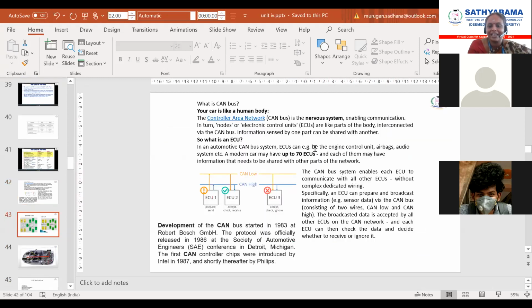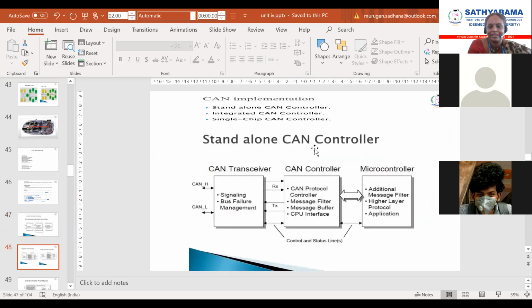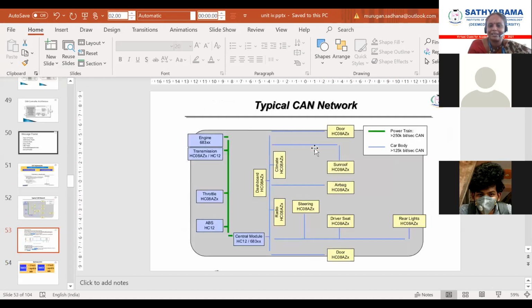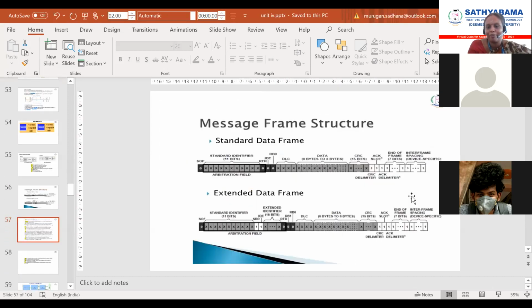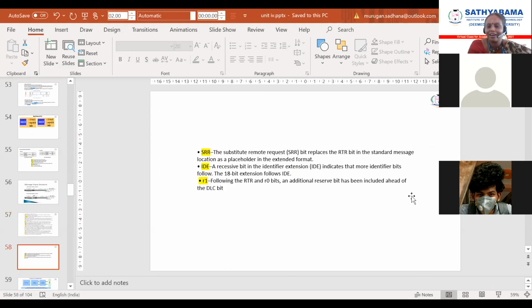Okay, so CAN, we have seen the CAN applications and what the message frame is. I told you, the automobile industry: door, climate, sunroof, airbag, steering, driver seat, rear lights, radio and all. They were connecting through CAN. So CAN is very popular in the automobile industry. When you see any car, you have to know how it is interconnected.